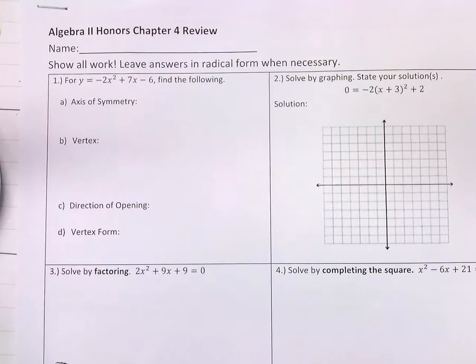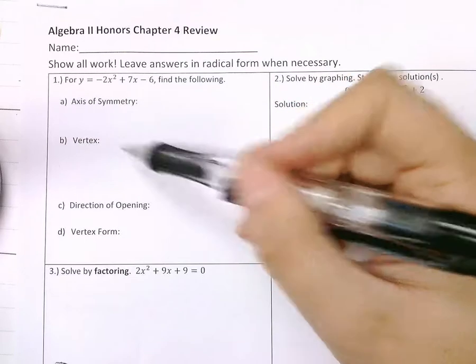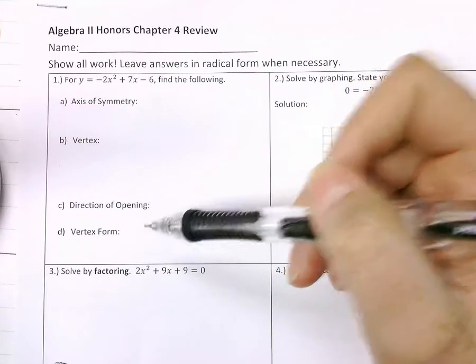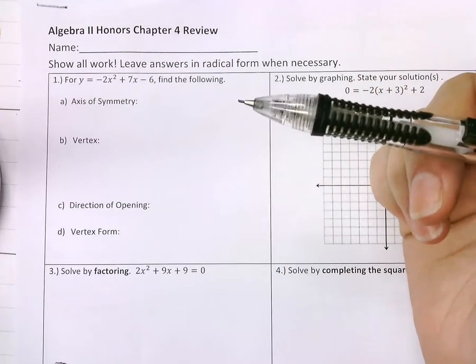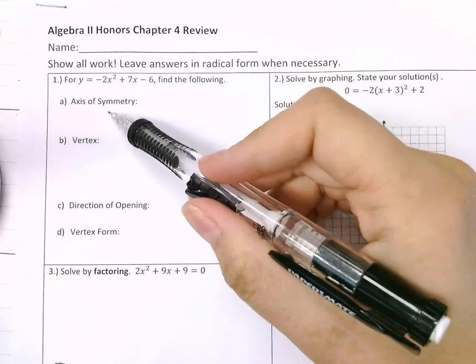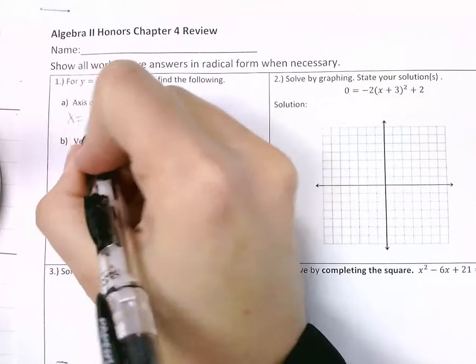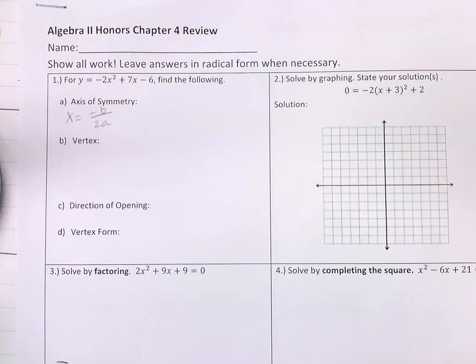Number 1, you are just going to identify these things: the axis of symmetry, vertex, direction of opening, and then vertex form. You do not need to graph it, okay? You just have to find the things. So in order to find the axis of symmetry, you need to know that the axis of symmetry is equal to negative b over 2a.